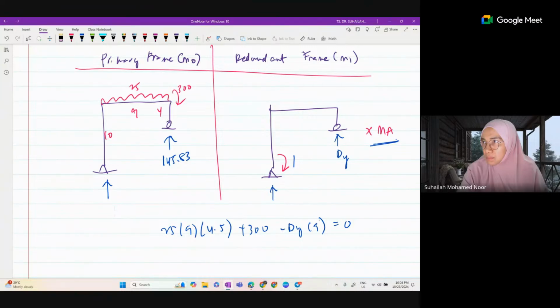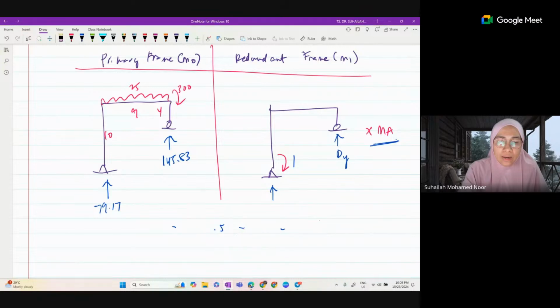Quick, quick. 25 times 9 minus 145.83. What is the answer? 79.17. Okay, thank you, Arif. The rest, please check. So that is the reaction for the primary frame, isn't it?